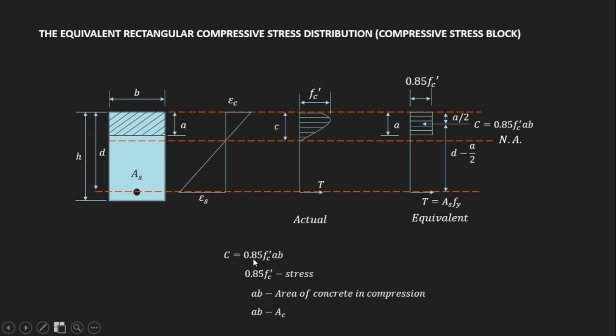So the C is the volume of the compressive stress block. It is actually 3D, and later I will show what it looks like in 3D, because it has a thickness perpendicular to your screen. So our compressive force is equal to the volume of this block, that is 0.85 f'c, times the area, which is a times b. The 0.85 f'c is the equivalent stress so that it becomes rectangular. And the Ac is the area of the concrete in compression.